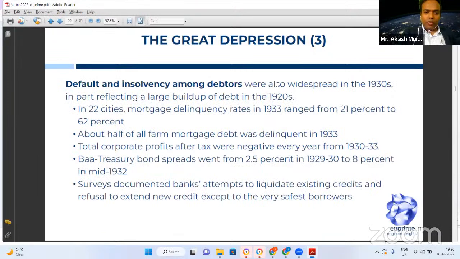So this issue was not solved for almost 10 years. He goes into the details of the delinquency rates, which were between 20 to 60%, which is very high. Usual delinquency rates, essentially default rates of loans, are under 10%. So 20 to 60% is chaotic, right?